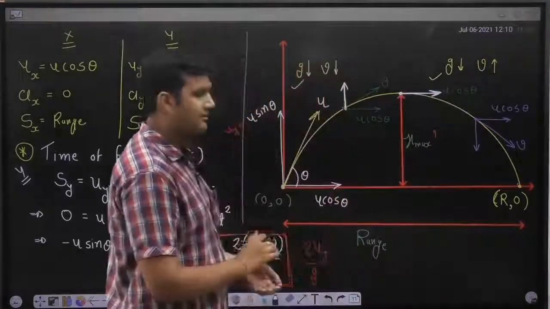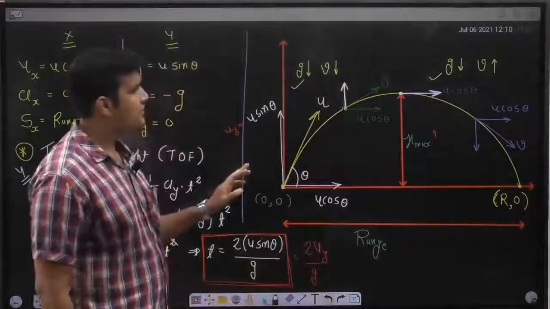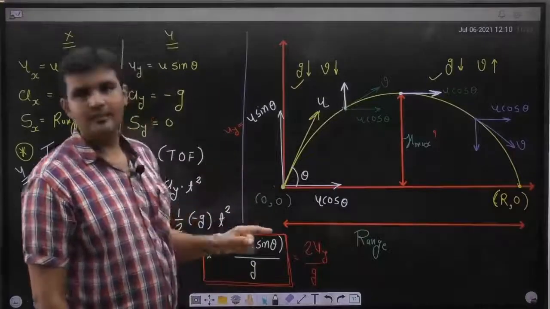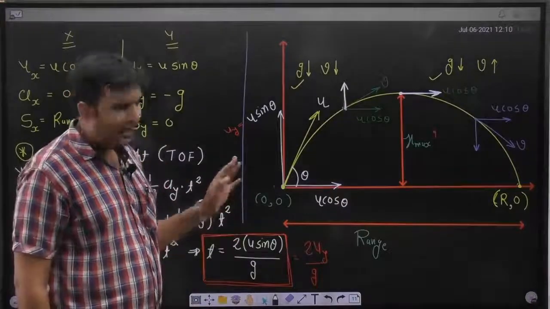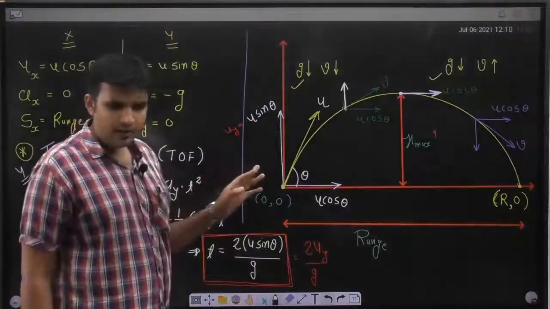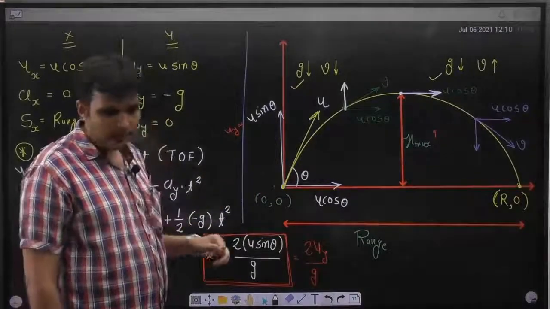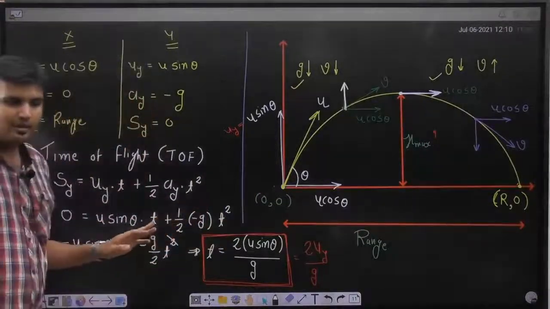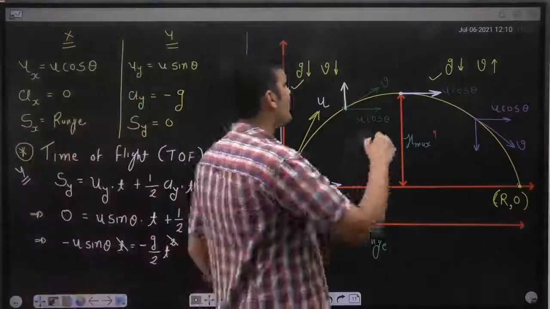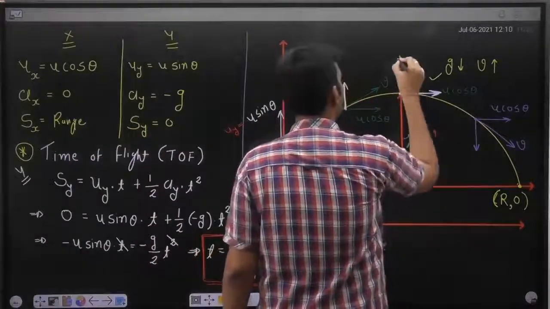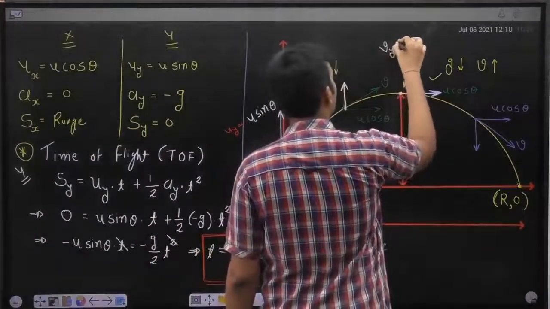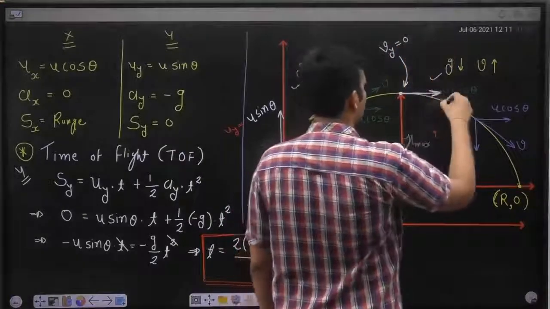So at the highest position, your y component velocity will be 0. Did you get the idea? Label this here: at this point, velocity y component is 0.